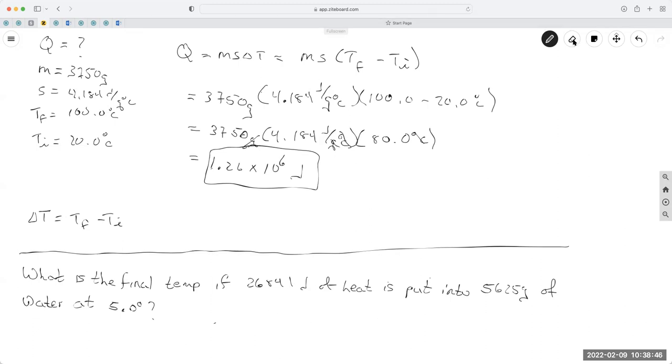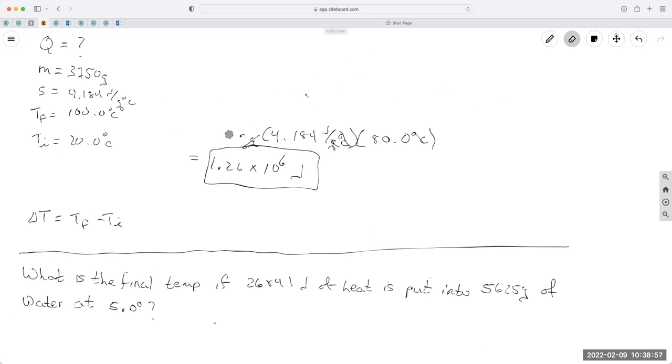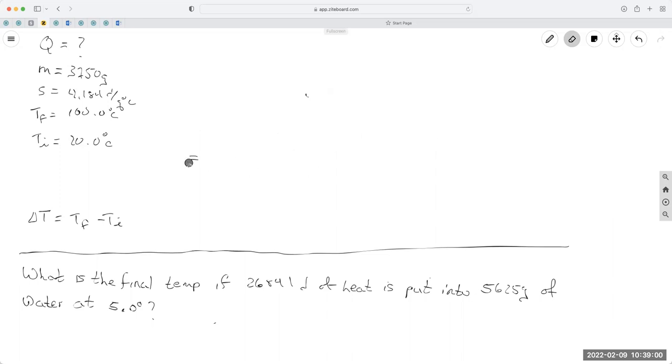All right, so I'm going to erase this. What does it say after it says temperature if? What is the final temperature if 26,841 joules of heat is put into 5625 grams of water at 5 degrees. All right. So we're going to be after the final temperature. It's still water. So the specific heat of water is 4.184. I gave it to you in the previous problem.